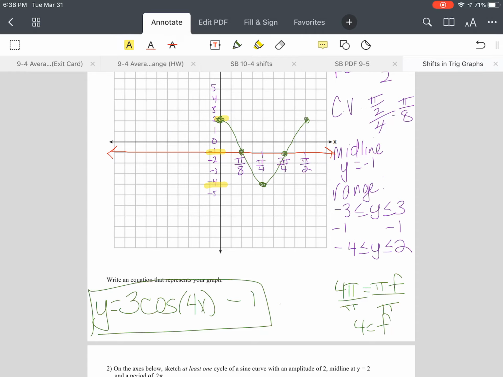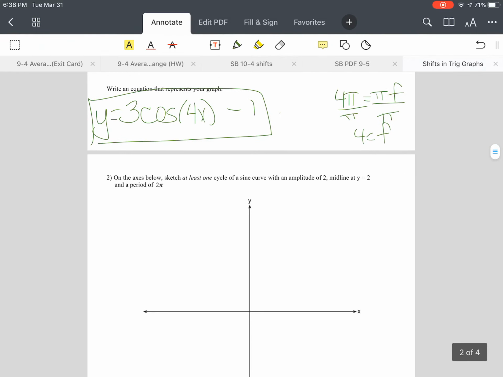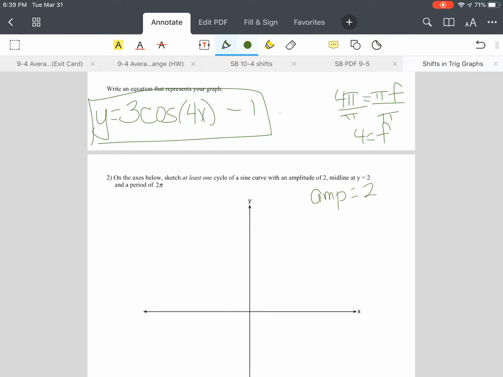Okay, let's look at another one. On the axes below, sketch at least one cycle of a sine curve with an amplitude of 2, midline at y equals 2, and a period of 2 pi. So amplitude's 2. We don't know the frequency, but we do know the period. And that's 2 pi.